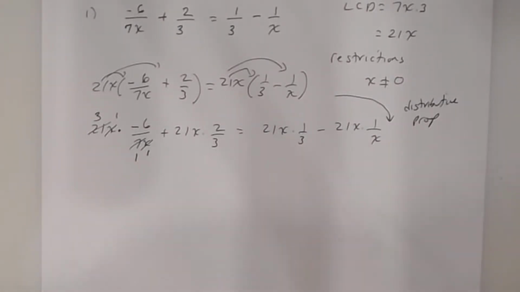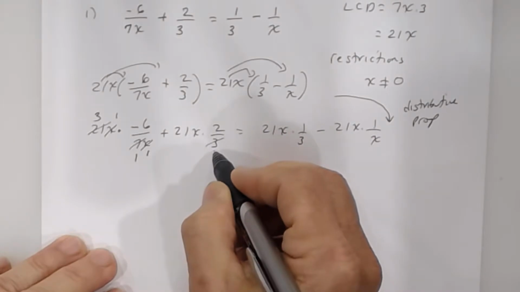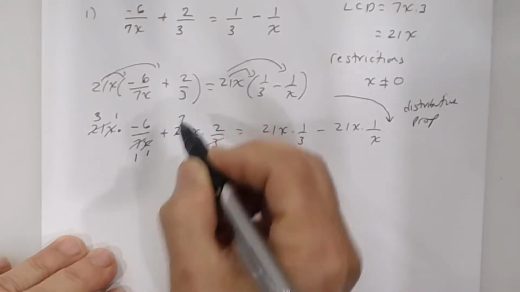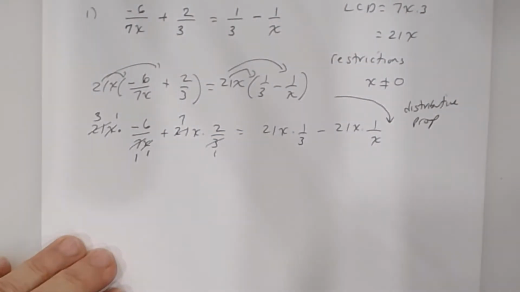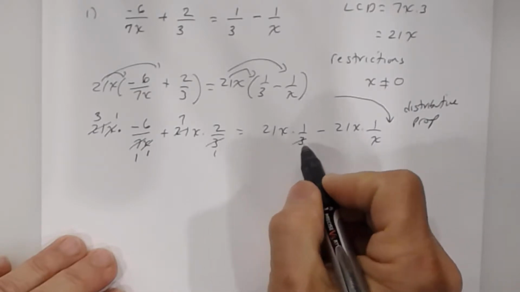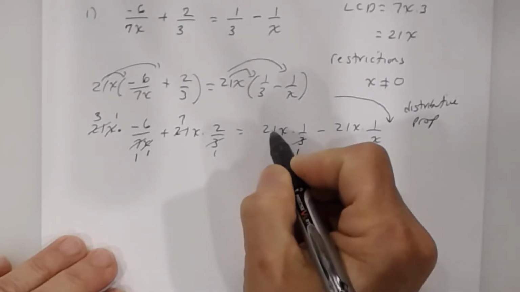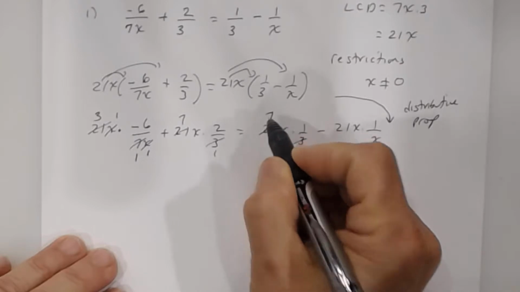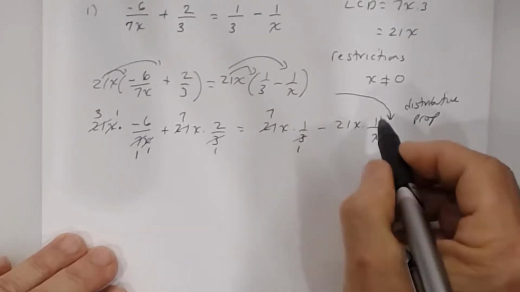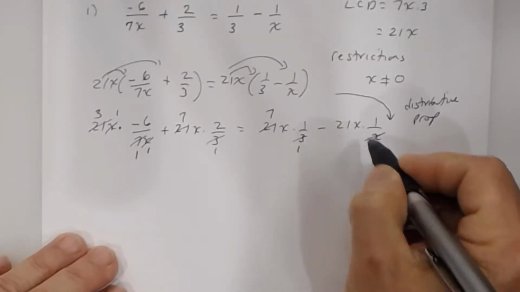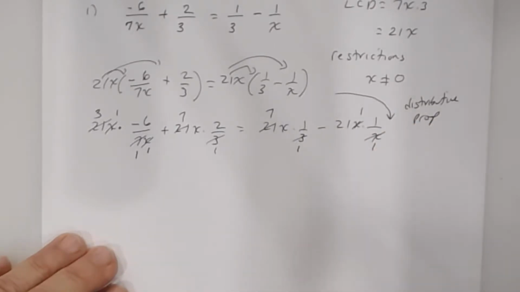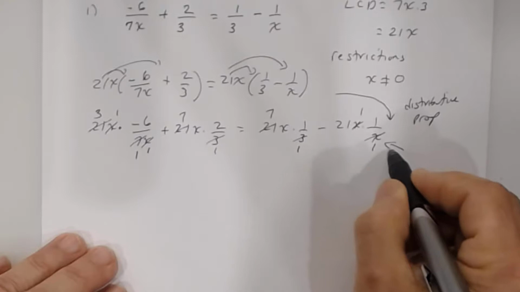Now let's do the next one. 3 into 3 is 1. 3 into 21 is 7. Let's do the next one. 3 into 3 is 1. 3 into 21 is 7. The next one. X into X is 1. X into X is 1. So at this point, all I did was reduce. That's what I just did.